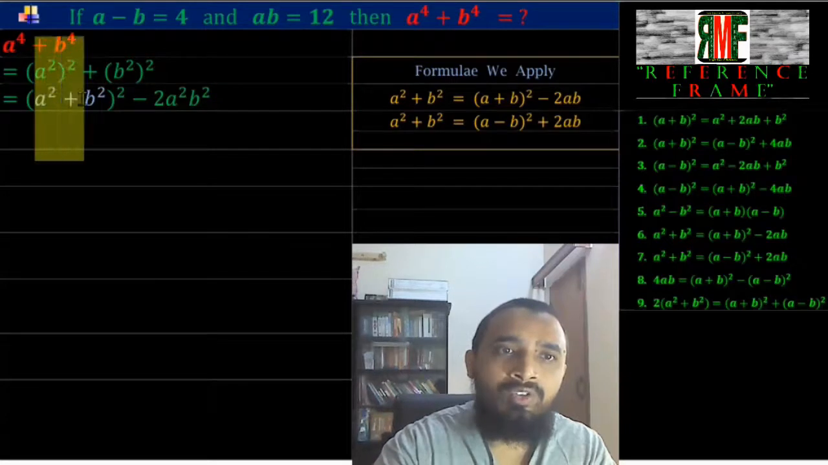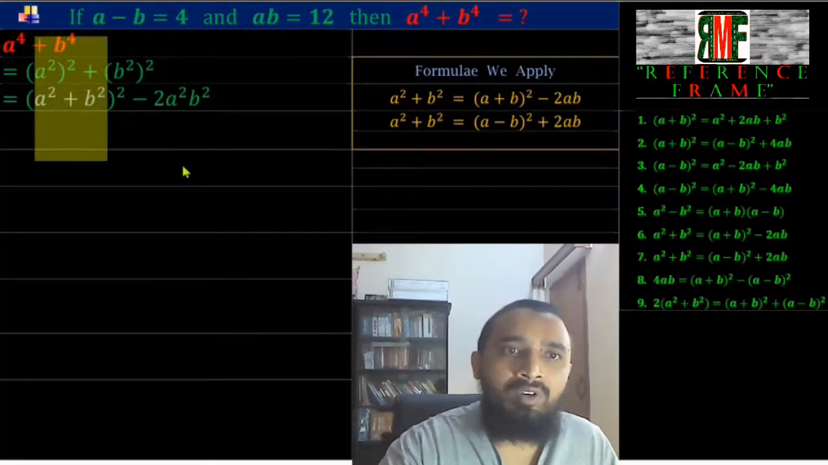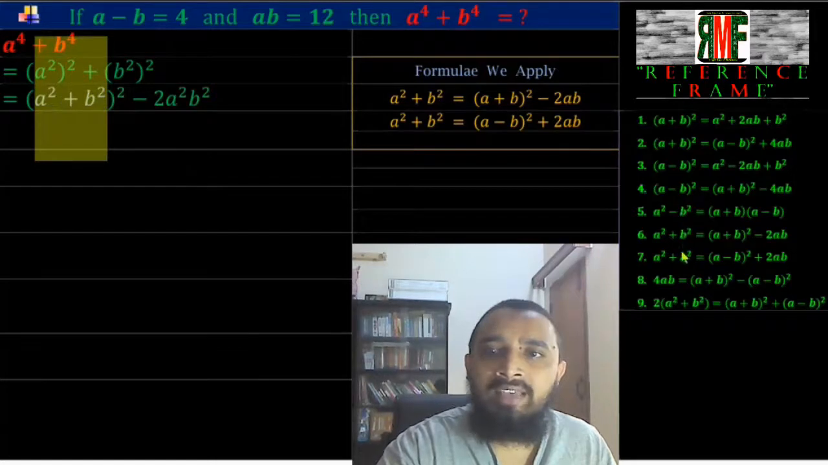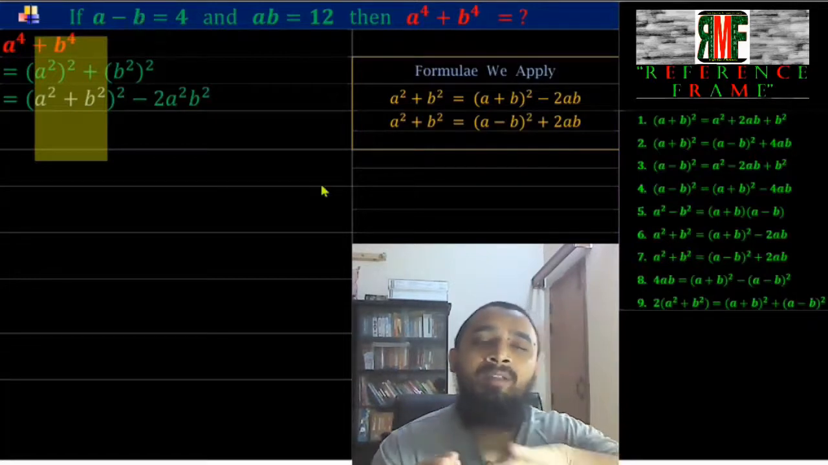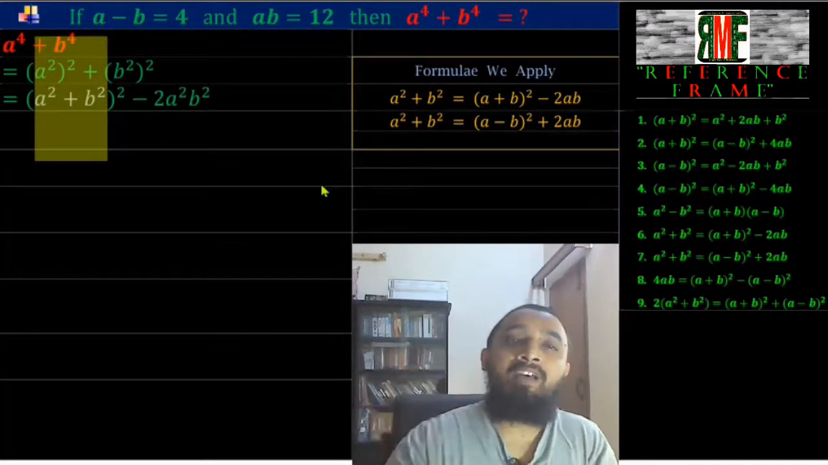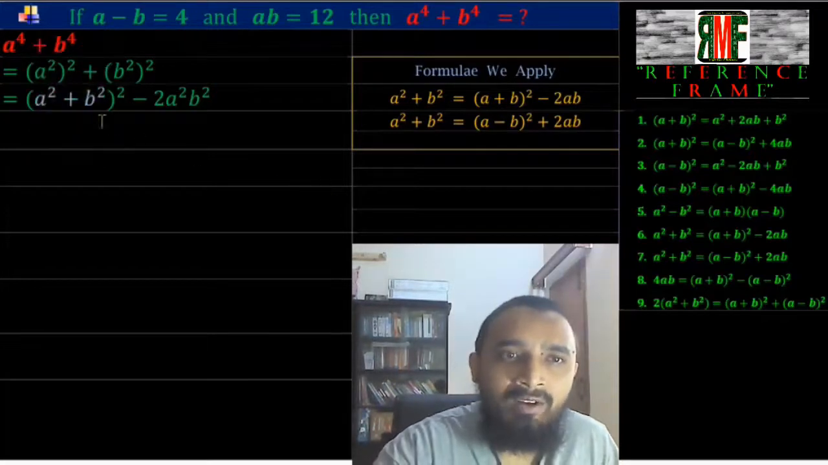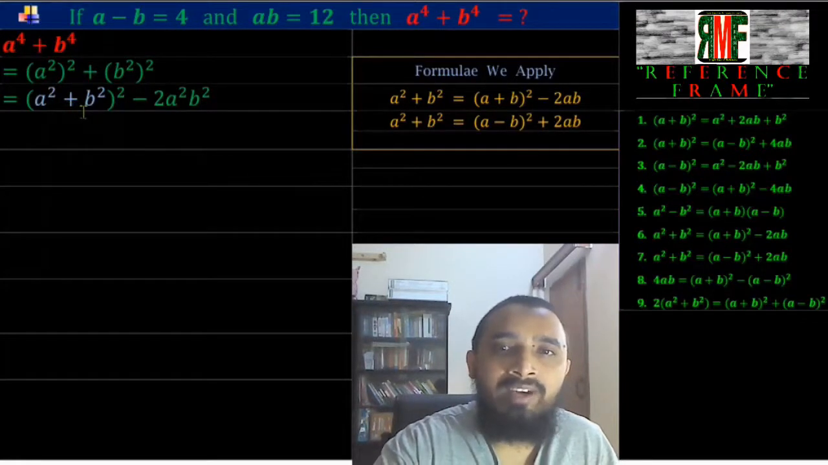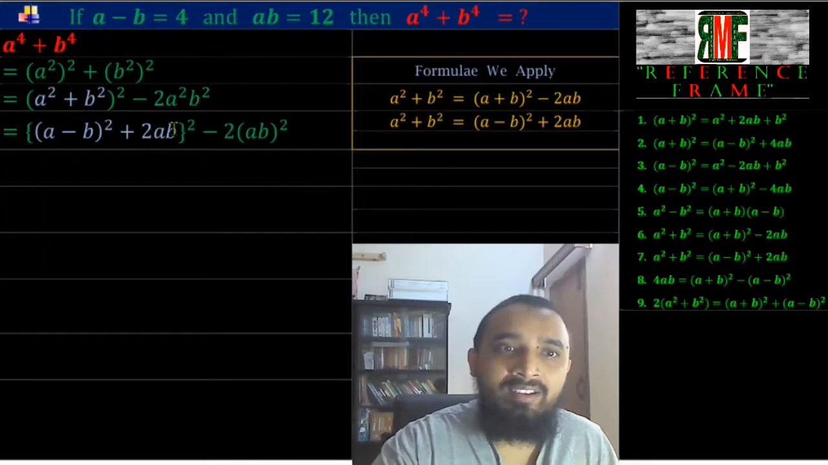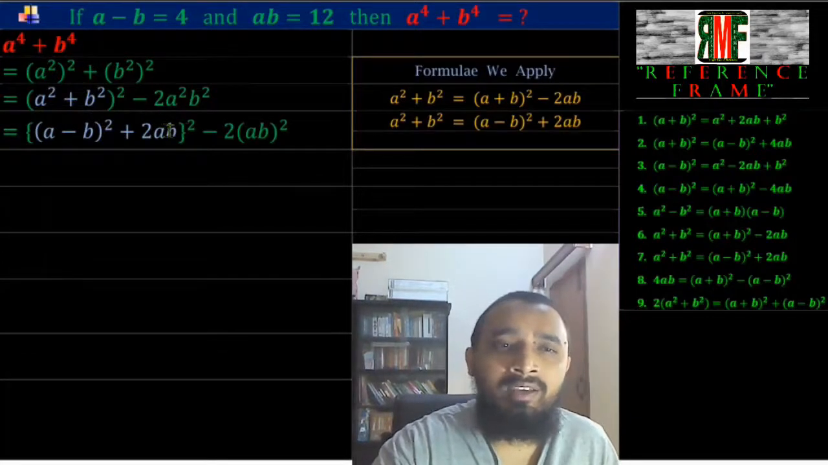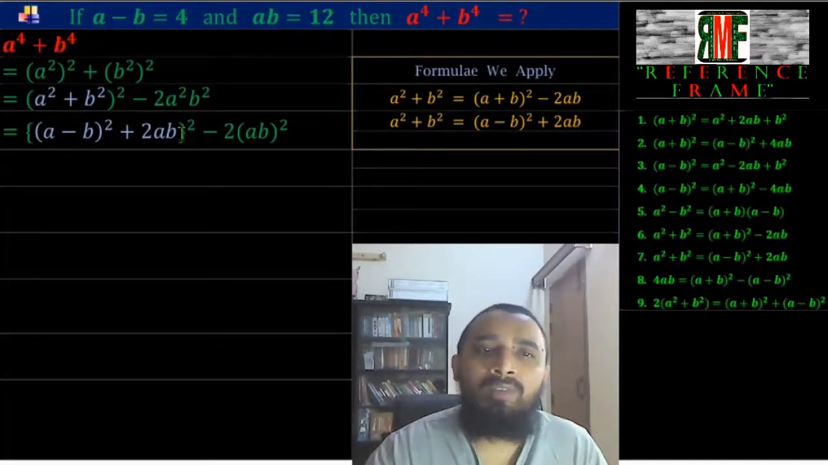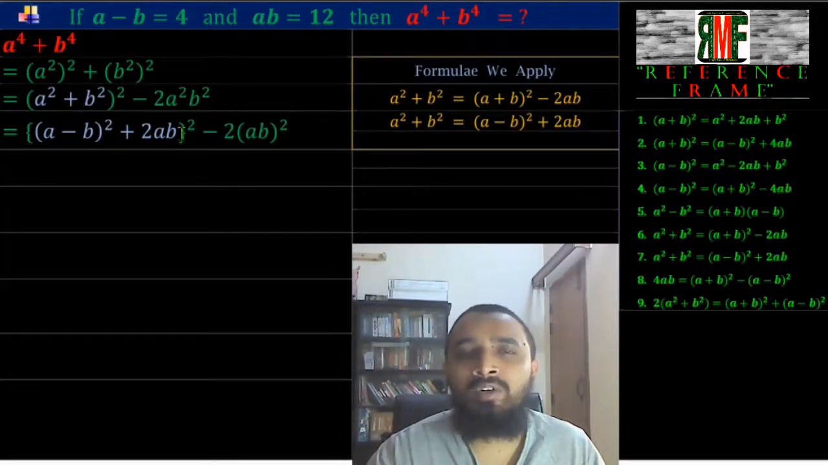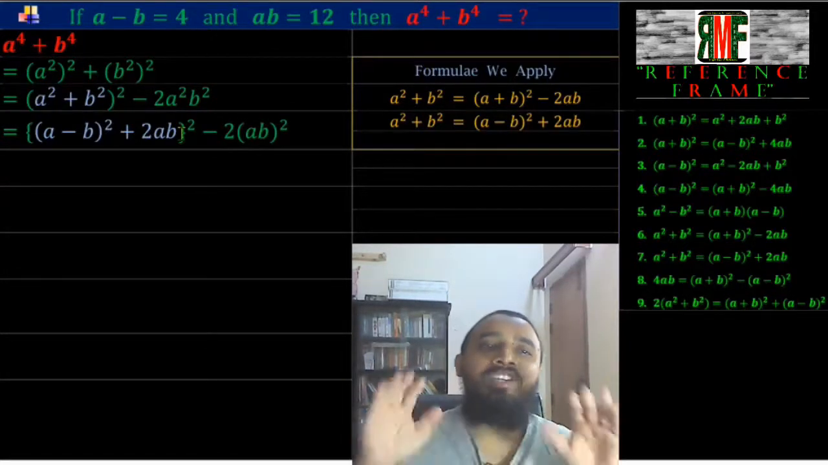Look at this part, 2 into a square plus b square. This time for this one we're going to apply the corollary 8, because here we're given the value of a minus b, whereas in the previous problem we were given the value of a plus b. Okay, so if we apply that, what are we going to get? We're going to have a minus b whole square plus twice ab, whole square, as you can see here with the green portion and the light blue portion. Now minus 2 into a square plus b square, just like the previous one, we just put down 2 into ab whole square. Now what we need to do is just put down the value.